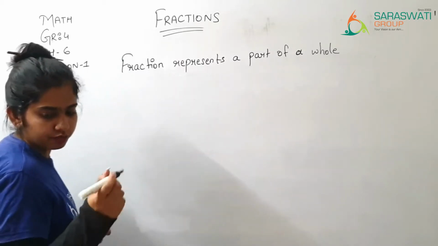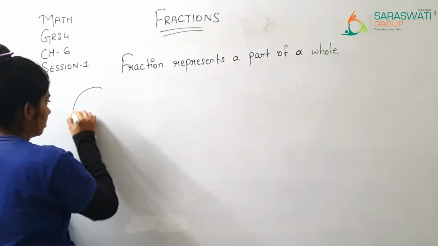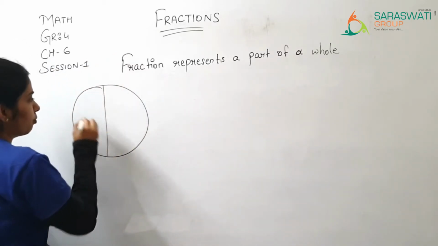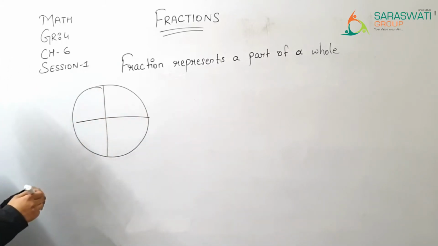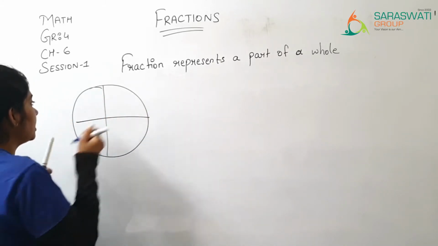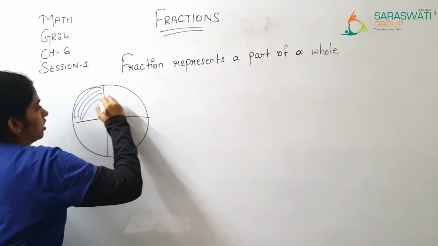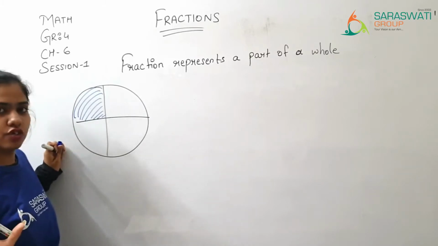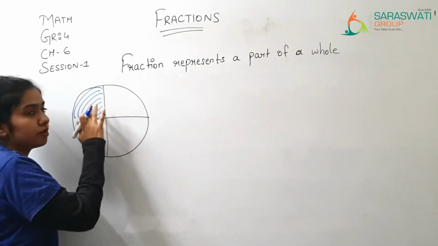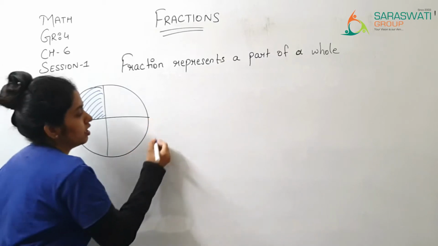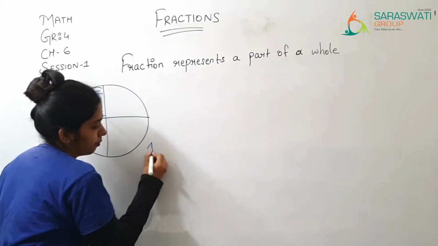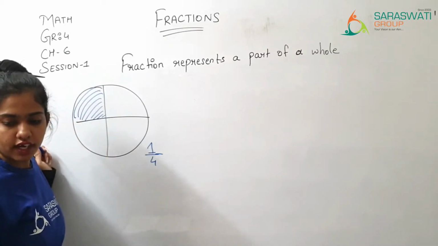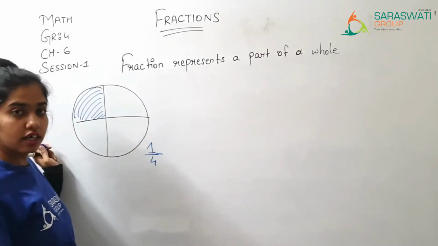For example, this is a circle, right? And I am making 4 parts over here. Now I am shading this part. So what is the fraction of this? Here we have 4 parts and 1 part is shaded. So the fraction becomes 1 by 4. So 1 by 4 of a circle is shaded.